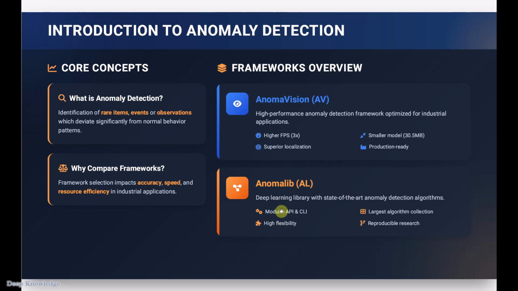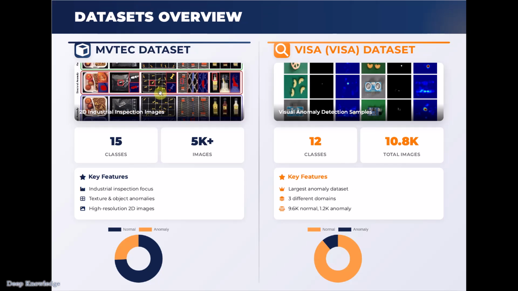And Anomalib is a deep learning library. They have implemented and integrated many algorithms. In my case, I have only PaDiM. I have not implemented it, just optimized PaDiM. And these are the dataset types: this is the MVTec dataset, and this is the Visa dataset. These datasets are used for the comparison.